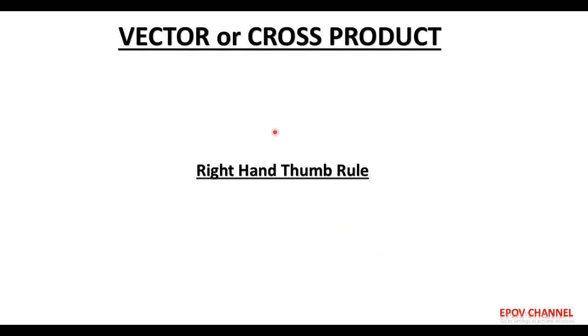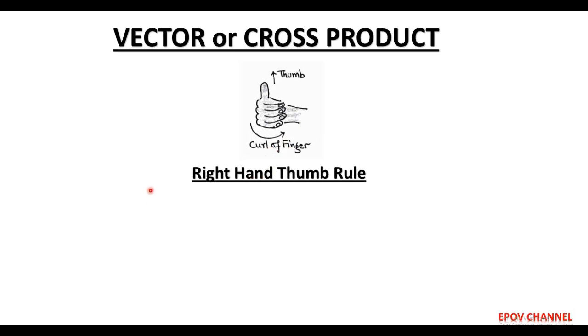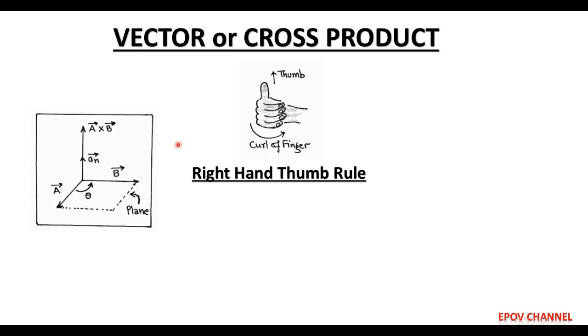The next method of vector multiplication is the cross product. It is also called the vector product because here the result is a vector quantity, and the cross product is obtained using the right hand thumb rule. To understand the cross product, we consider two vectors, vector A and vector B, on a plane joined by their tails. Now, in order to determine vector A cross vector B, here the first vector is vector A, so we move vector A towards vector B by some angle theta. That is represented by the curl of the fingers. And the thumb represents the cross product, that is the A cross B vector. And the direction of this cross product is normal to this plane.